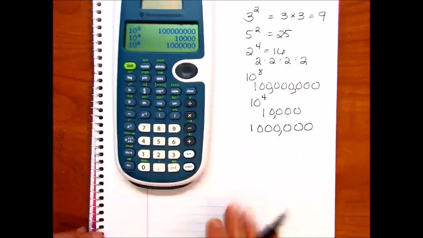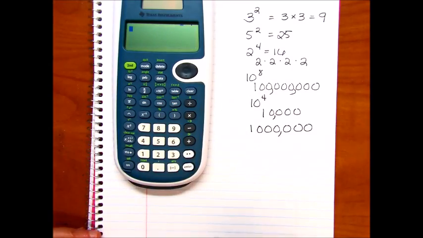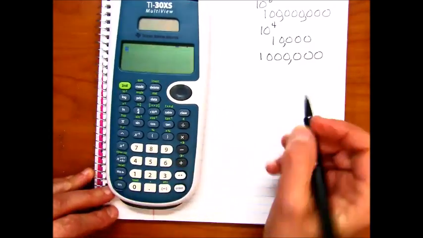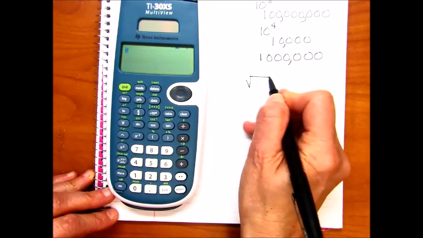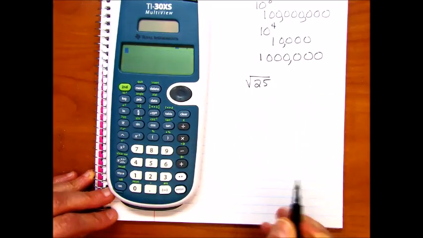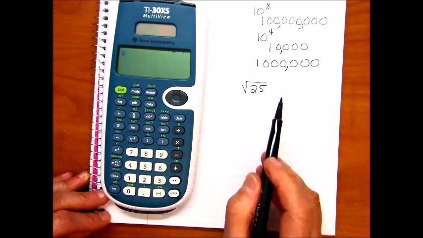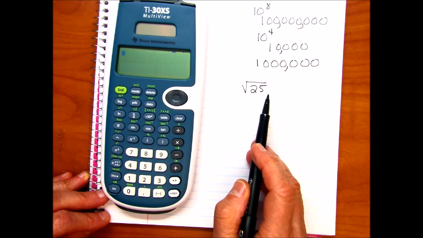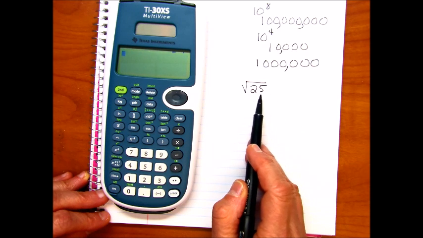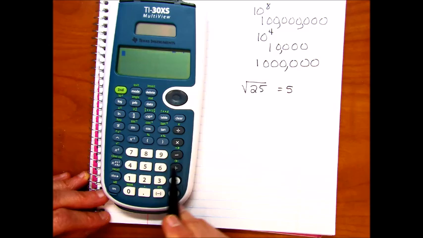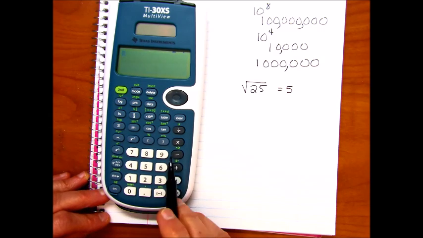Let's move on to roots. Let's say we want to take the square root of 25. What we're doing is we're looking for the number that when we multiply it by itself, we get 25. Hopefully you know the answer is going to be 5, and so I'm going to write that answer here. But let me show you how you would access that on your calculator.